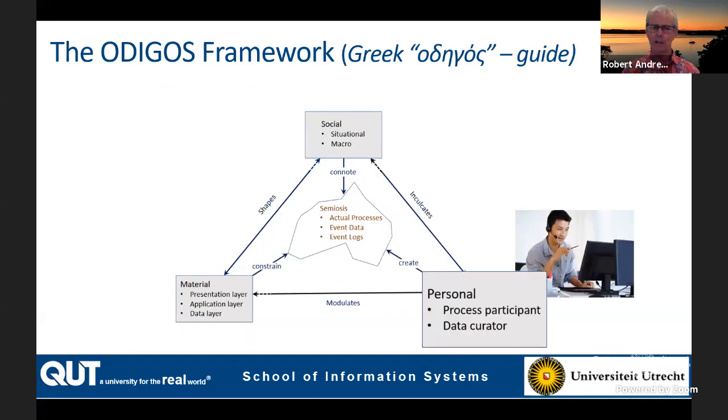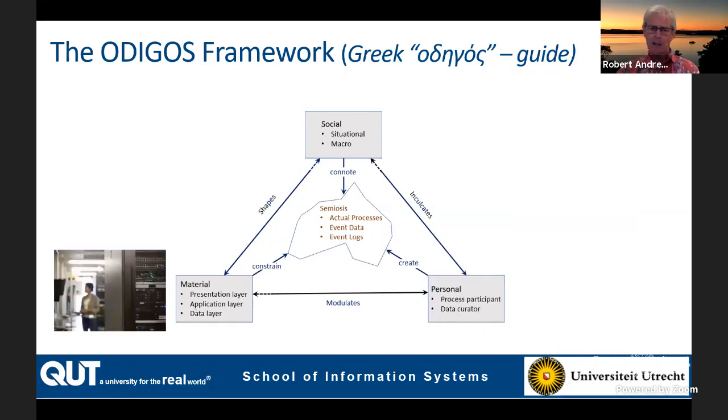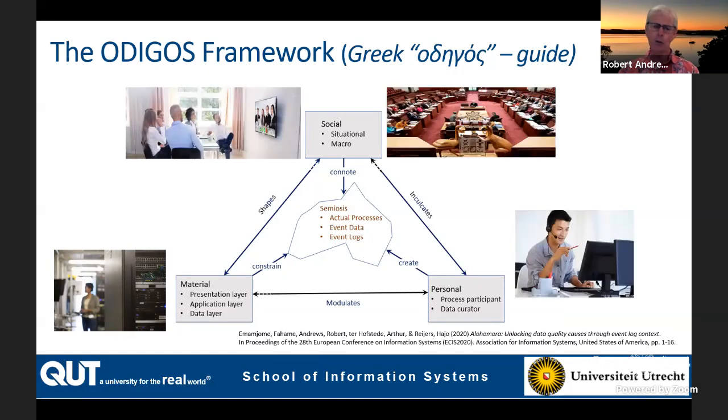The personal world includes the people aspect of process execution. These would be process participants who are directly involved in process execution, and we consider the intermediary between the owner of the data and the analyst as a data curator who turns recorded event data into logs to be provided to the process analyst as belonging to the personal world. The material world includes all aspects of automated process support. Overall, ODIGOS provides a means to systematically examine the interaction between the worlds to understand every line of the semiotic content.